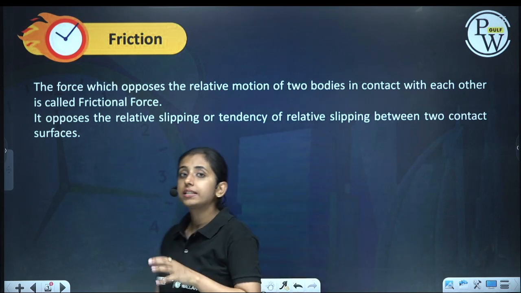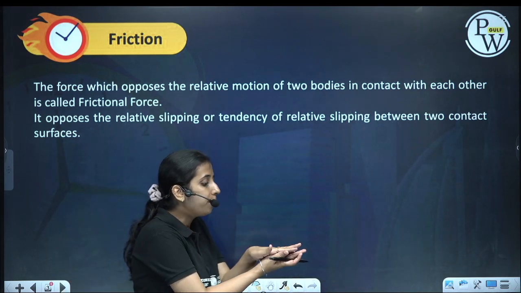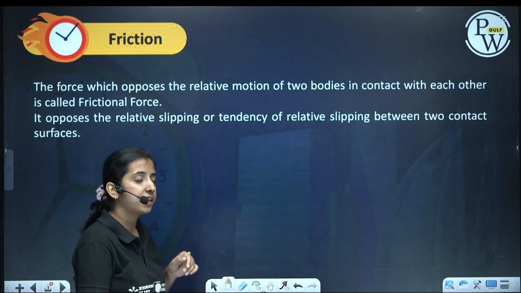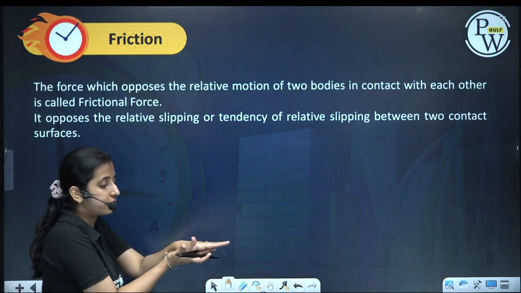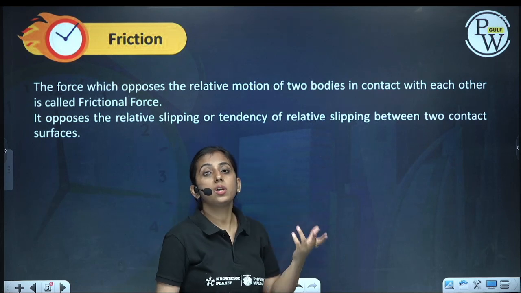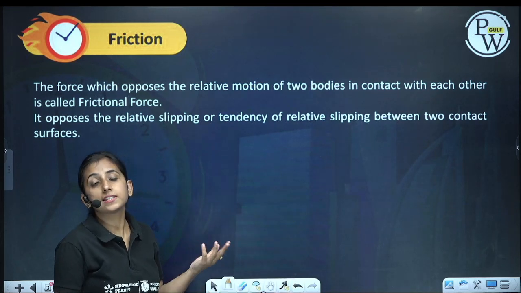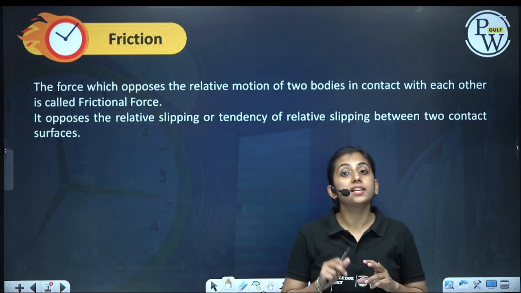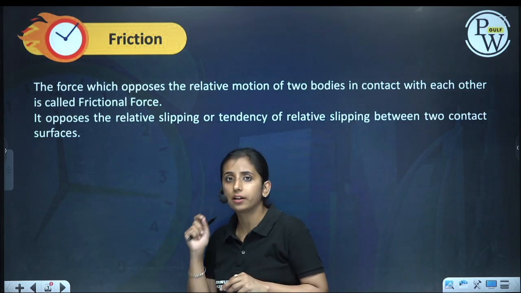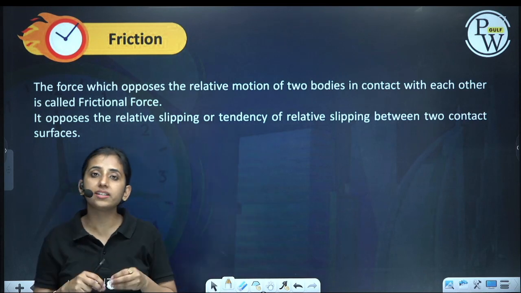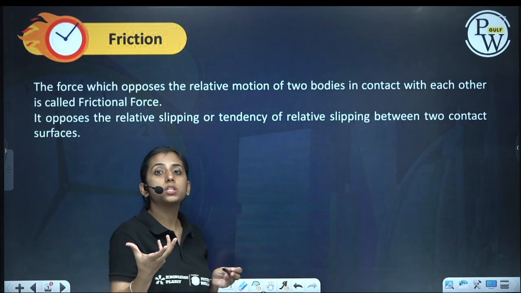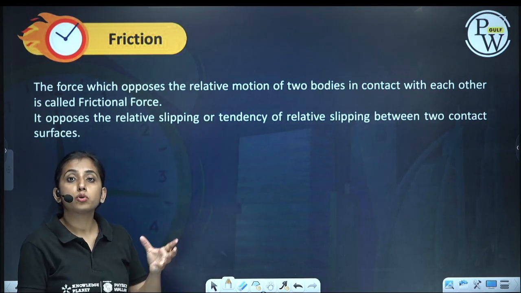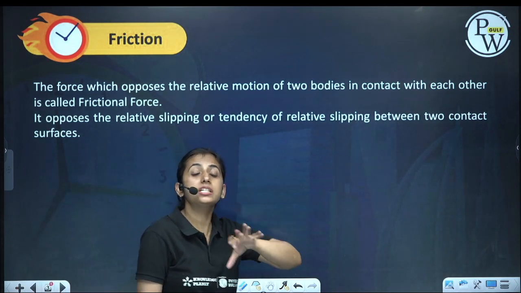Whenever we say that one body is moving over the surface of the other body, we say that a force is exerted which opposes the motion of the body. But this statement is partially correct. Till now we have always said that it is the force which opposes the motion. No, it is not the force which opposes the motion, it opposes the relative motion.